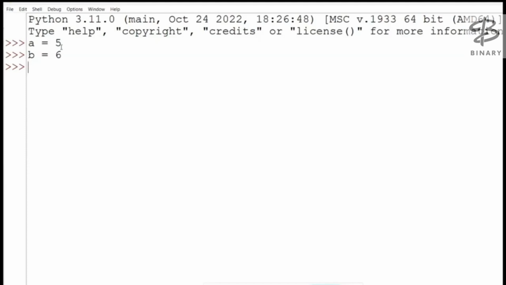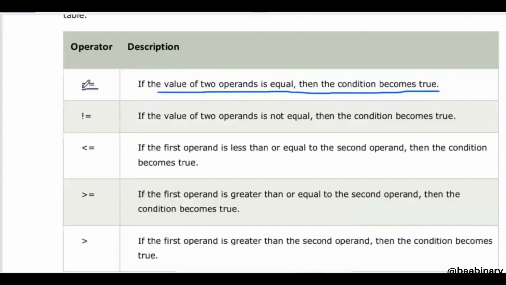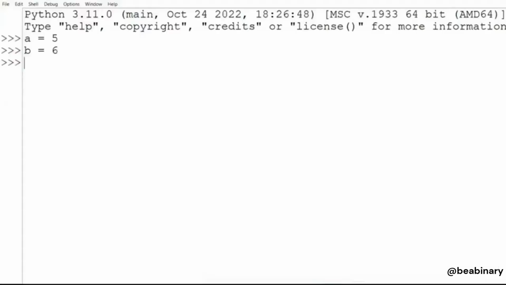whether these two numbers are equal or not. Then there is a symbol called double equal to, and technically we read it as assignment operator. Okay, we read it as, sorry, we read it as equal operator. So how does the equal operator work? Just a double equal to b.